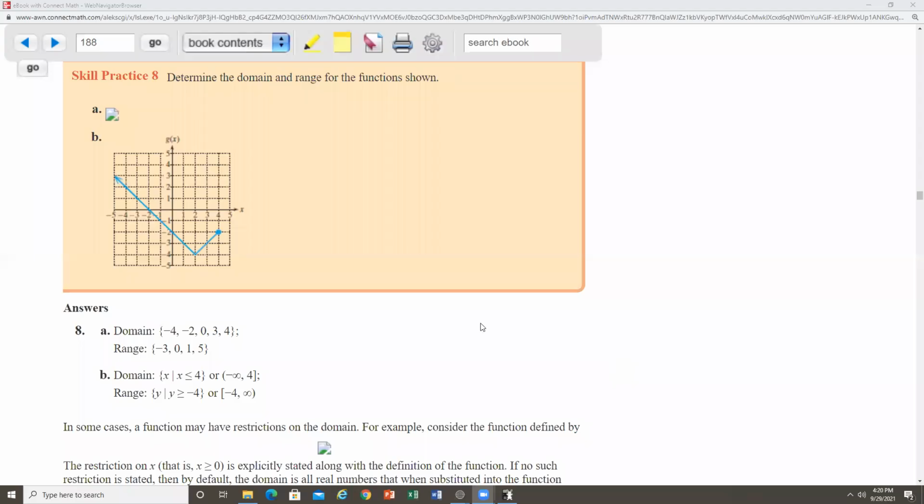Now, you can always graph those functions if you want, ladies and gentlemen, to determine their domains, if you're having a hard time determining it from the equation. All right.